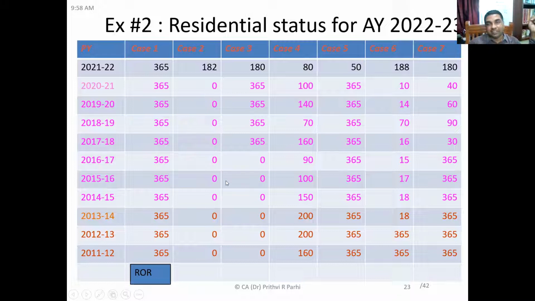No, no, no. Then the second condition we did not check. I told you that both the conditions have to be satisfied. Now tell me what is the residential status in case 2. Resident but not ordinary resident. So he is not an ordinary resident. Now tell me case 3.